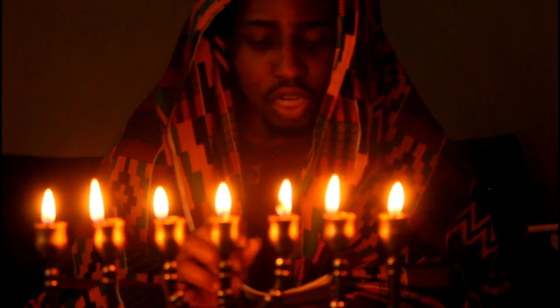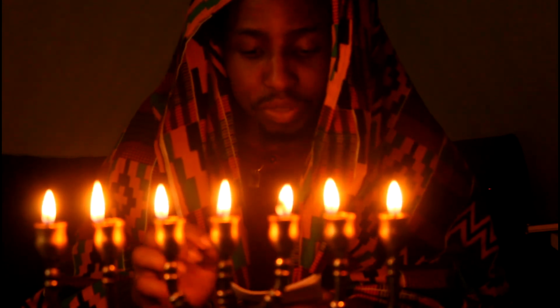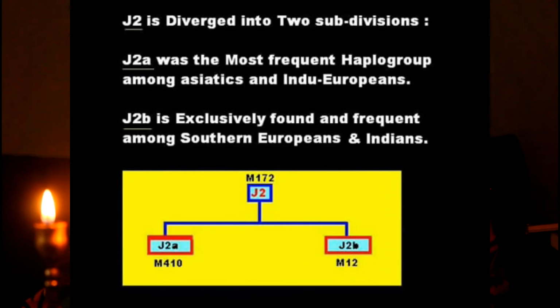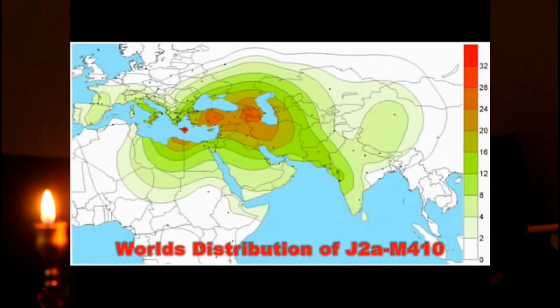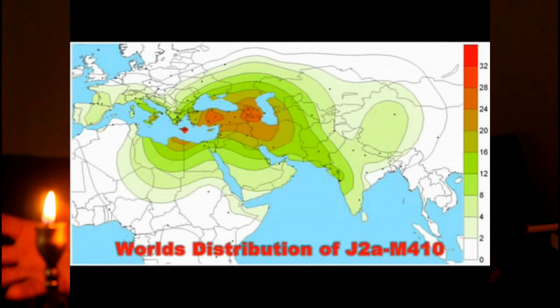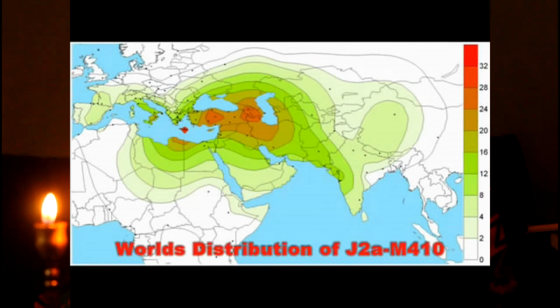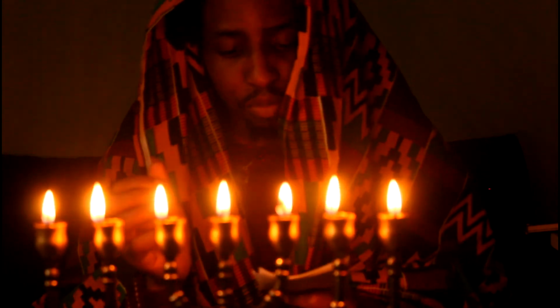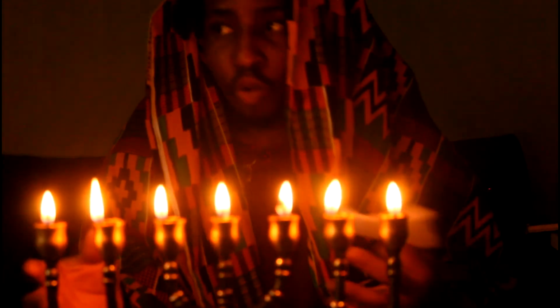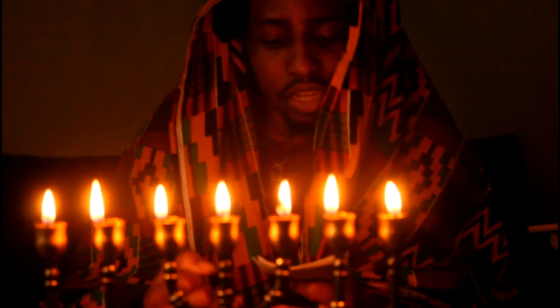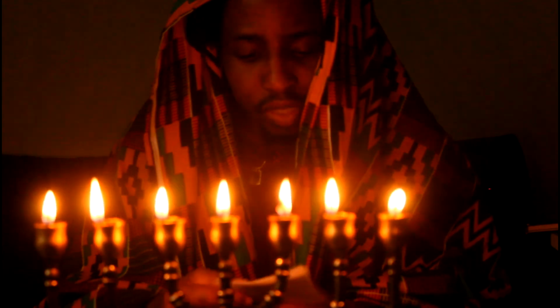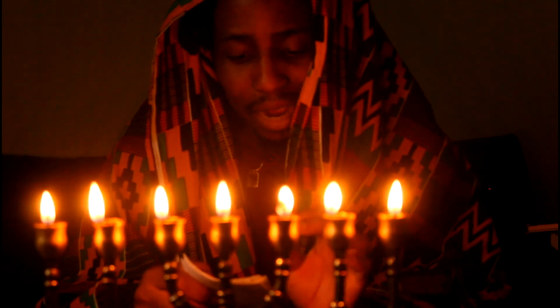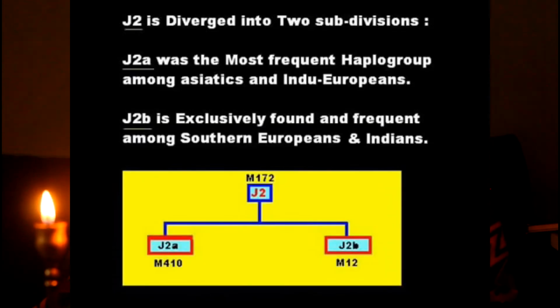J2A, J2B subgroups. J2A most frequent haplogroup among Asiatic and Indo-Europeans. Are you taking notes? Asiatic, the J2A. So we have J2A and J2B of the J2 divergence, right? So you have J1, J2 of the J haplogroup. I'm going to deal with J1 afterwards. J2 now, you have J2A, J2B subgroups. J2A, the most frequent haplogroups. Frequency just means how it's distributed, where you see it more, in what percentage, right? In the Asiatic and Indo-Europeans. J2B now, most frequent haplogroup among South Europeans and Indians. Okay, let's keep on going.